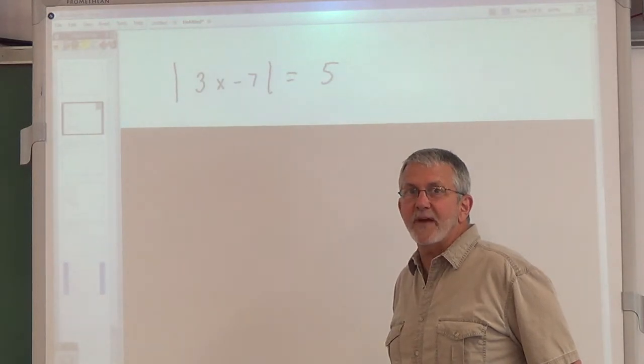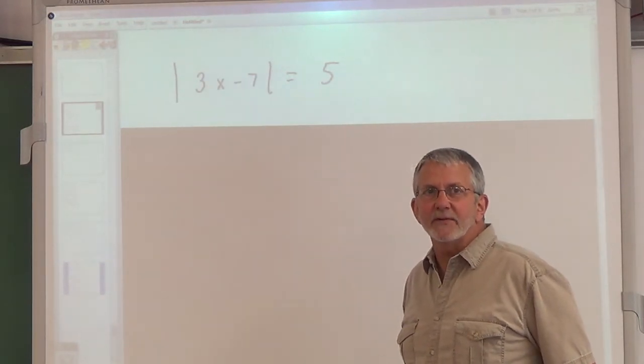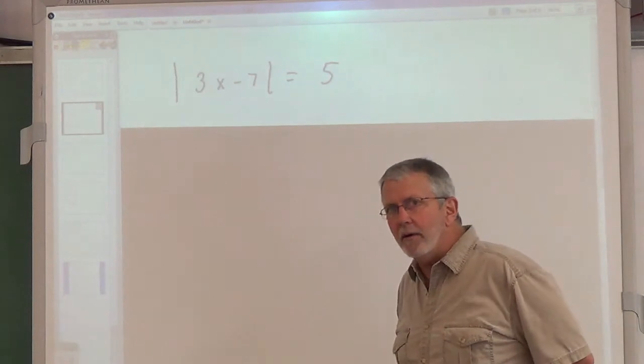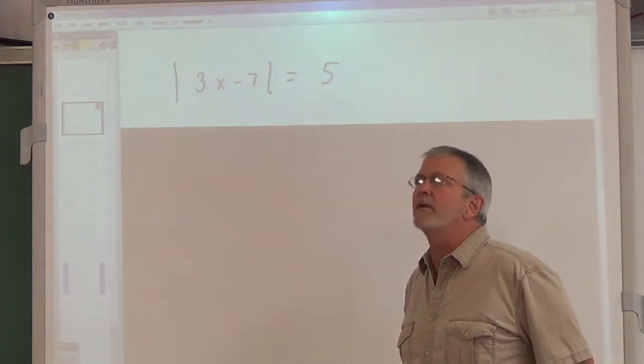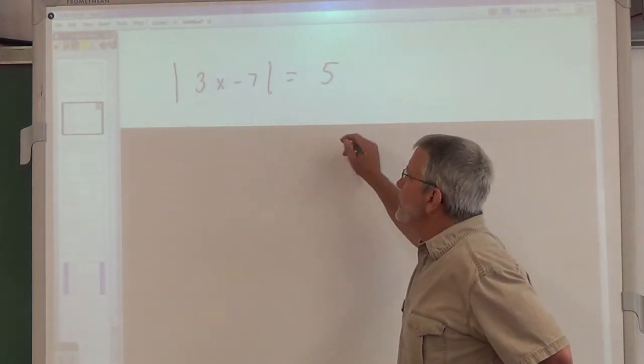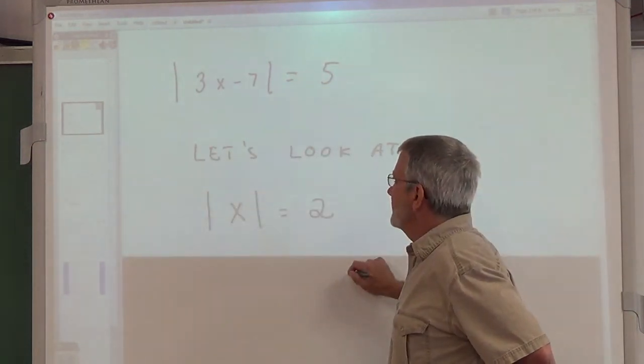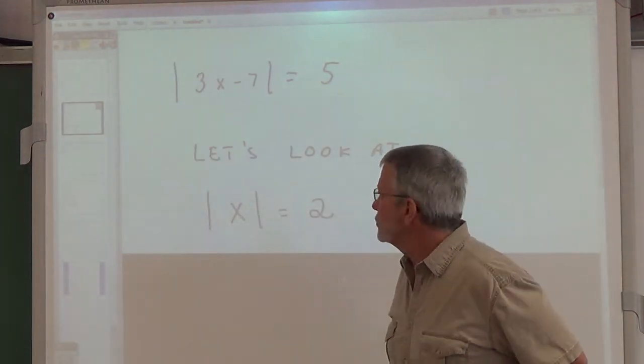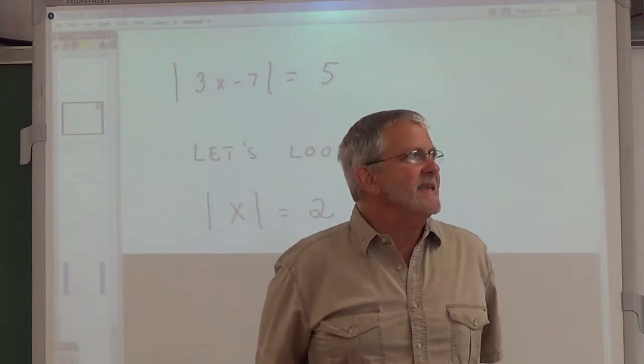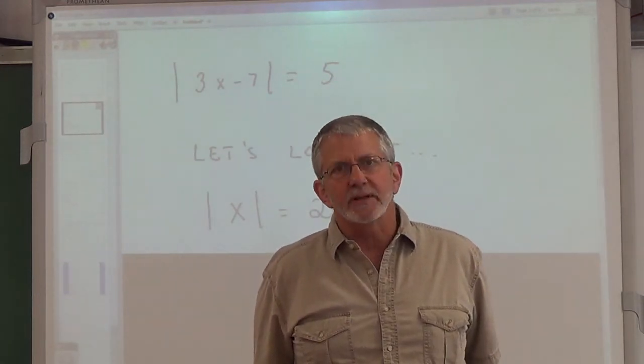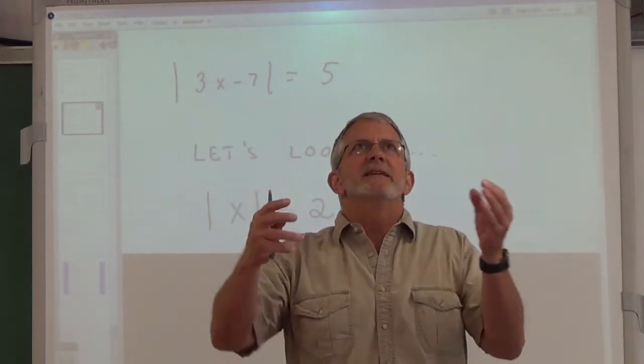How about this? The absolute value of 3x minus 7 is equal to 5. Oh, how do you do that? Well, here's how you're going to do it. Before we do that, I want you to look at this guy right here. The absolute value of x is equal to 2. What does that mean graphically, geometrically? What does it mean?